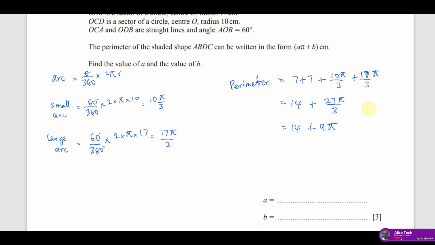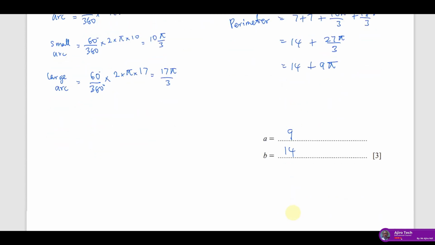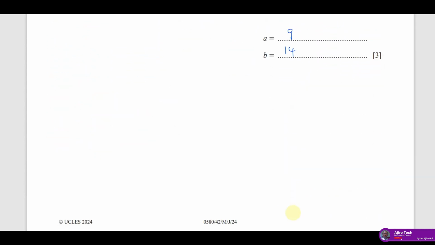So pi must be what? A must be what? 9, correct. A is 9, b is 14. So we move on from here.